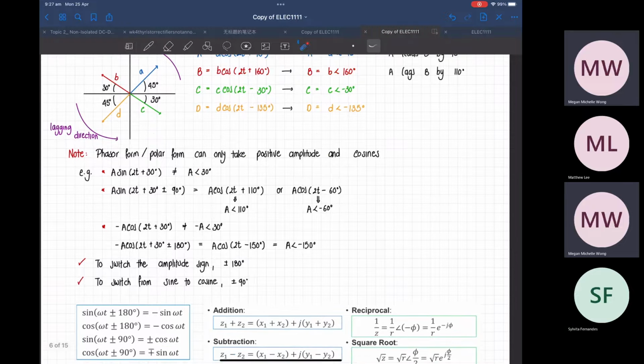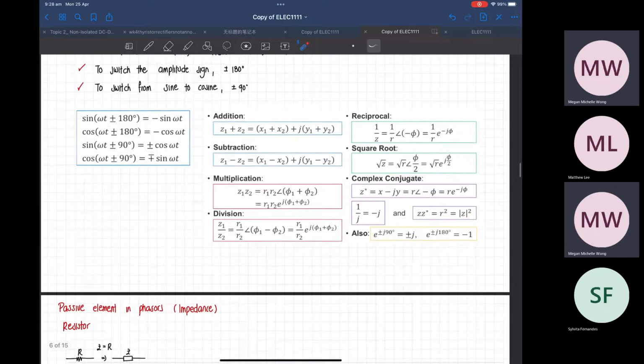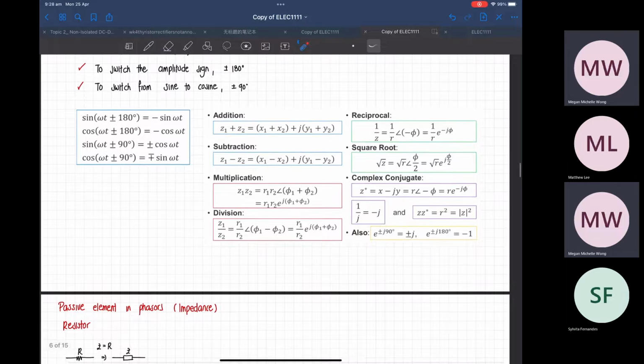And another one, for example, if you have minus A and then cosine of 30, your amplitude is actually negative. So to swap your amplitude from negative to positive, you have to add or subtract 180. So you get a positive one, which is angle 30 minus 180, so minus 150. So yeah, these are the lecture slides that you guys would have for imaginary numbers and their properties. You don't really need this because you'll have the calculator, but just in case, it's good to know, like 1 minus j is actually minus j.